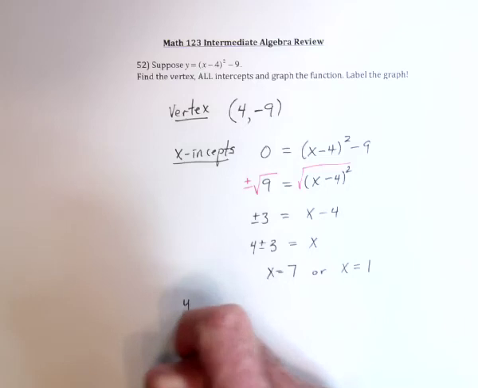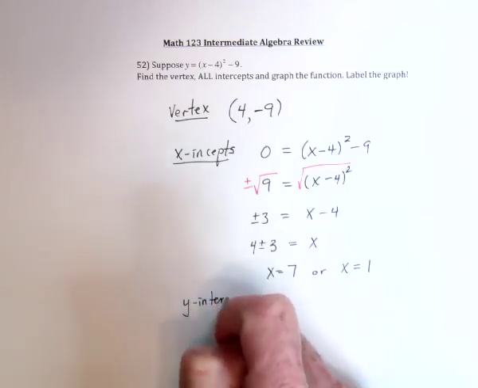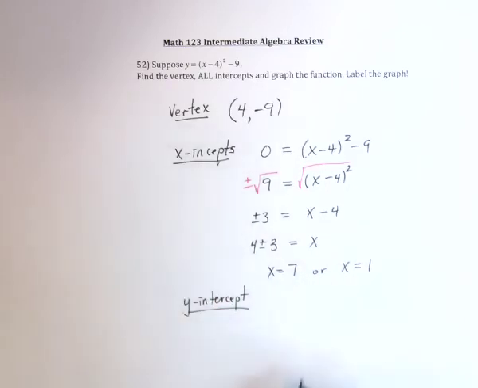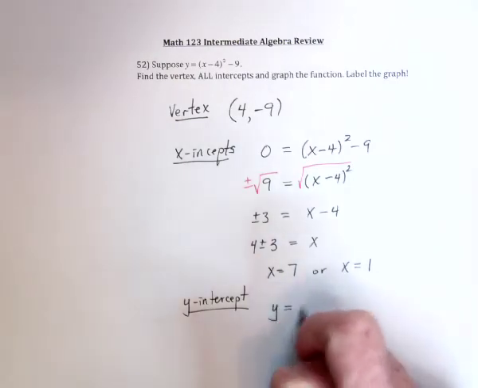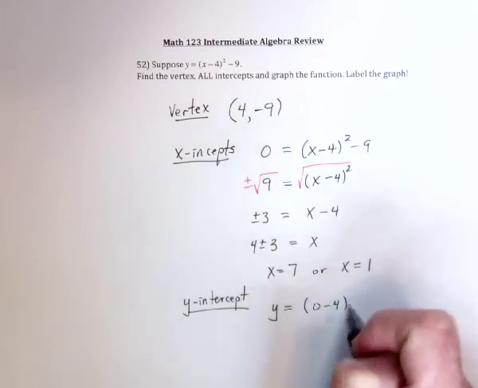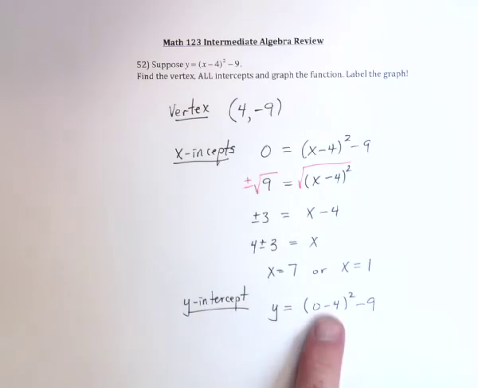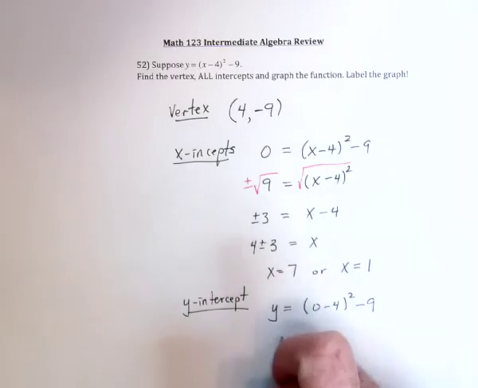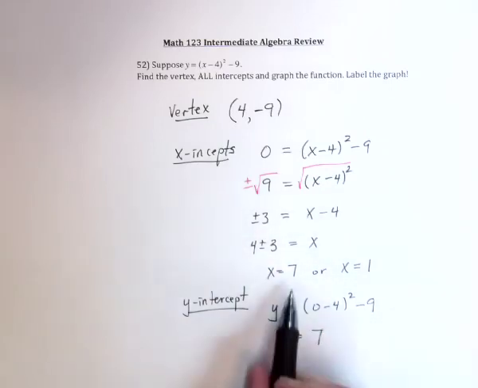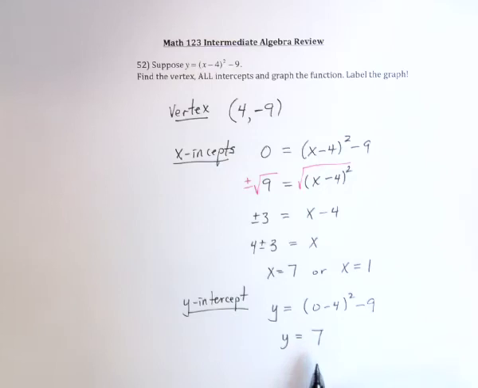And for the y-intercept, that's where x equals 0. So y will equal 0 minus 4 squared minus 9. So this one you square, it's going to be 16, and then 16 minus 9 is 7. So y is equal to 7. Oh, look at that coincidence. 7, 7, lucky sevens. So it's hitting the x-axis at 1 and 7. It's hitting the y-axis at 7.